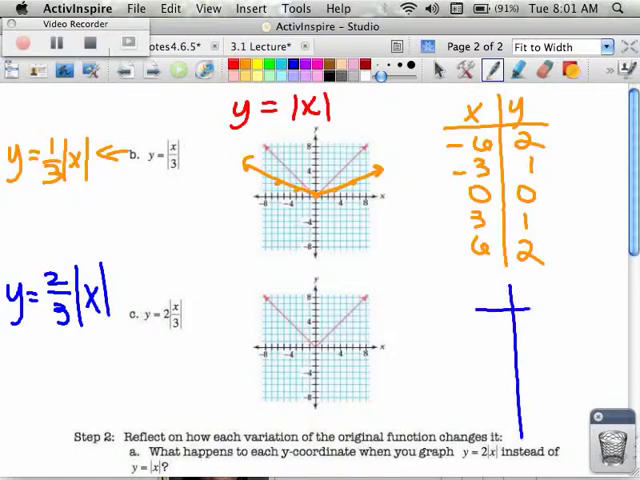In fact, every number that you see in the orange table on the right-hand side would just be doubled. And so that's really the only difference between the two tables. So instead of a 2, we would have a 4. Instead of a 1, we'd have a 2. The 0 would stay 0, and then there's another 2 and a 4.